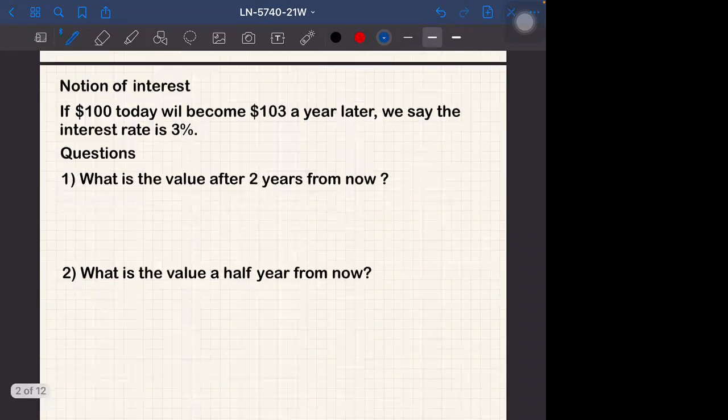Okay, then the notion of interest. What is interest? Simply speaking, interest is the money you can get after a year. If $100 today will become $103 a year later, then we say the interest rate is 3%. But we have several questions. For example, what is the value after 2 years from now if the interest rate is 3%? Maybe one answer is $106, because it is $3 per year, so $6 for 2 years. This is called simple interest.